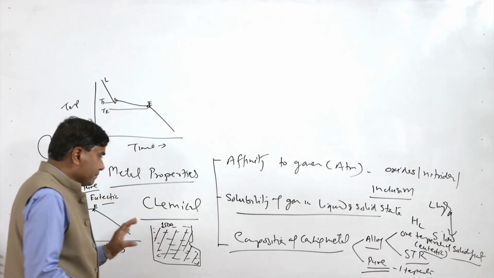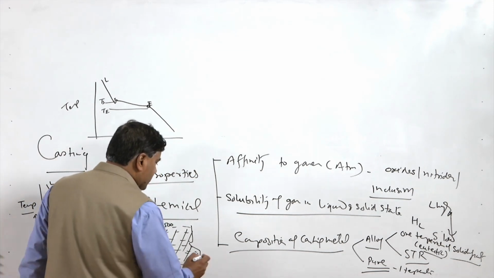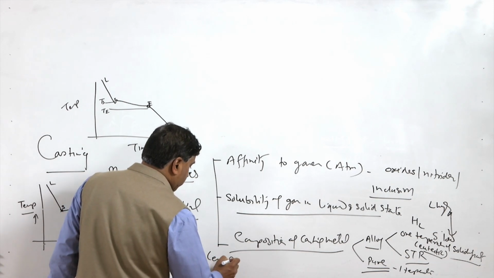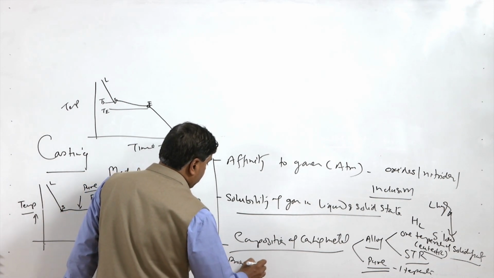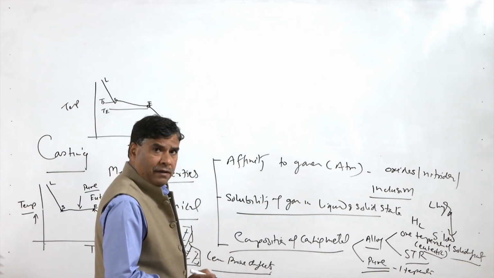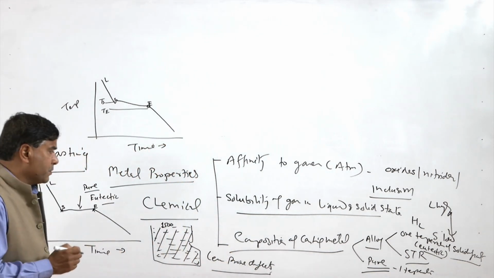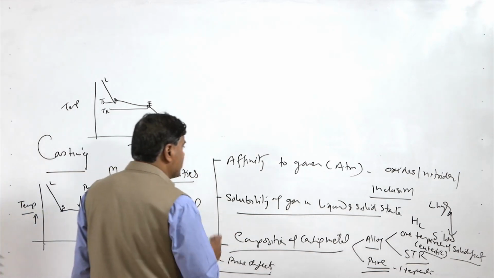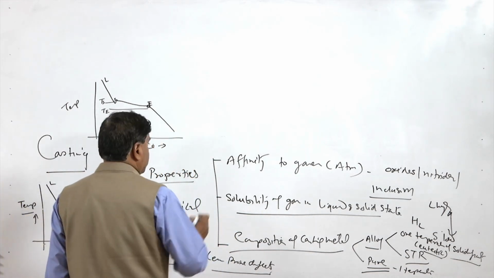So, this is a very good side, and these kinds of systems are found to be less prone to defects. So, pure metals and eutectics are less sensitive to defects as compared to the alloys having a range of solidification.